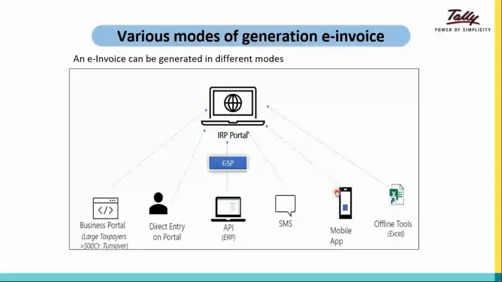You can do that through SMS. You can do it through API. So this is our part, API, which means application program interface. Application program interface means you are using a third party software to upload the B2B and B2G invoices in the IRP portal. In our case, it is Tally software.